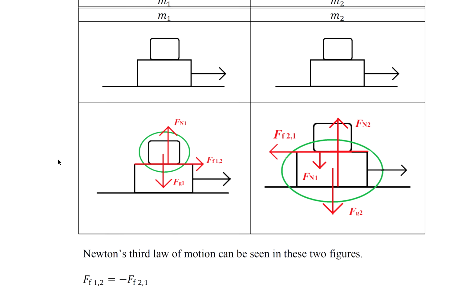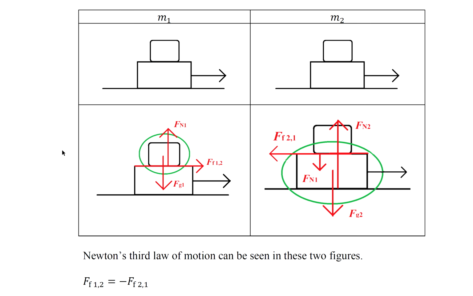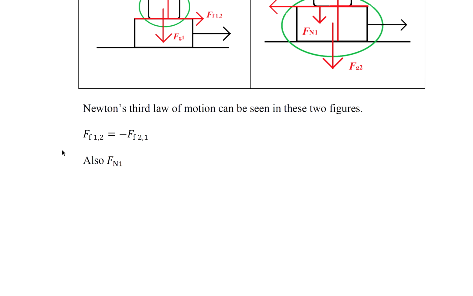So why don't we just do what we usually do? We have two objects. We could use the X and Y. We can use Newton's second law for horizontal and vertical motion for both of these masses. So we get 4 equations total.